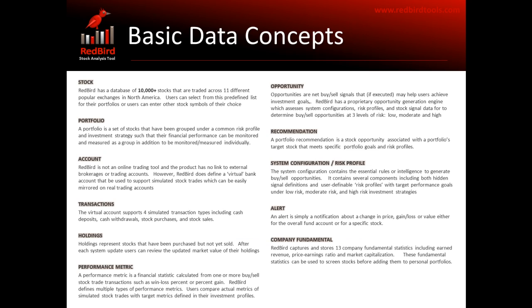Company fundamental. RedBird captures and stores 13 different company fundamental statistics, including such things as earned revenue, price earnings, and market capitalization. These fundamentals can be used to screen stocks in order to ensure optimal performance. And finally, system update. System update is the core automated processes within RedBird that gather and analyze market data to generate new alerts, opportunities, and recommendations.